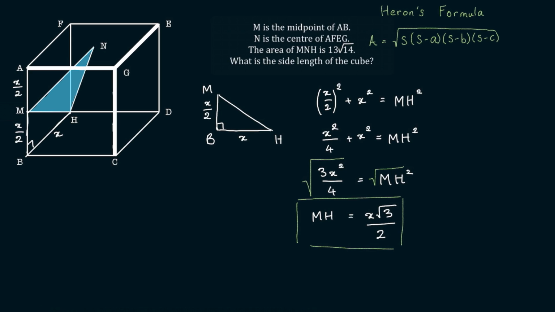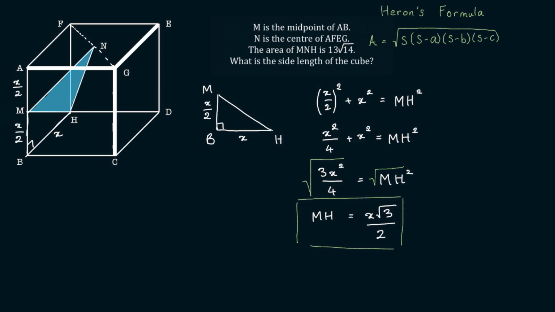Now let's do a similar thing with one of the other sides of the triangle. Let's take the side NH. Now, we've said that N is the center of the top face. This must mean that the diagonal of the square is going to be cut in two, right at the center, so N is naturally going to be the midpoint of the diagonal.